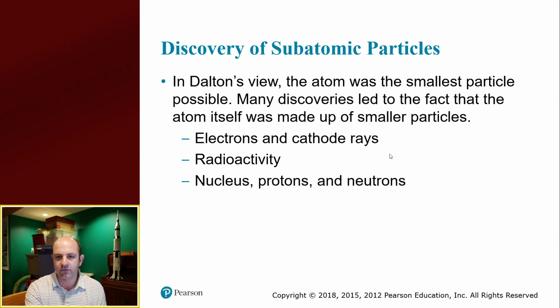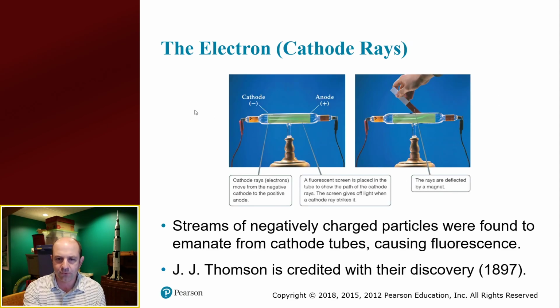So we got some discoveries that are going to tell us more about atoms. We had to discover electrons using cathode rays. We had to figure out what radioactivity was and where it's coming from. And then we had to know about the nucleus, the protons, and the neutrons, and where we found out this stuff from. All right, so if we go through there, let's start at the beginning.